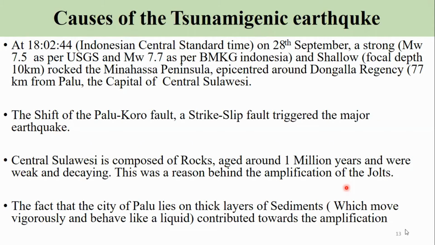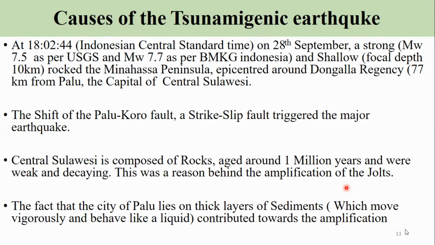Let's see what caused this particular tsunami on 28th September and what makes it of concern or interest to us. Basically, the fact that this tsunami was caused by a strike slip fault called the Palukoro fault is really intriguing, because most tsunamis are not caused by a strike slip fault, whereas most of them are caused by a reverse fault. But this tsunami was caused by an earthquake that occurred on a strike slip fault. So that is one of the most important peculiarities of this devastating tsunami.